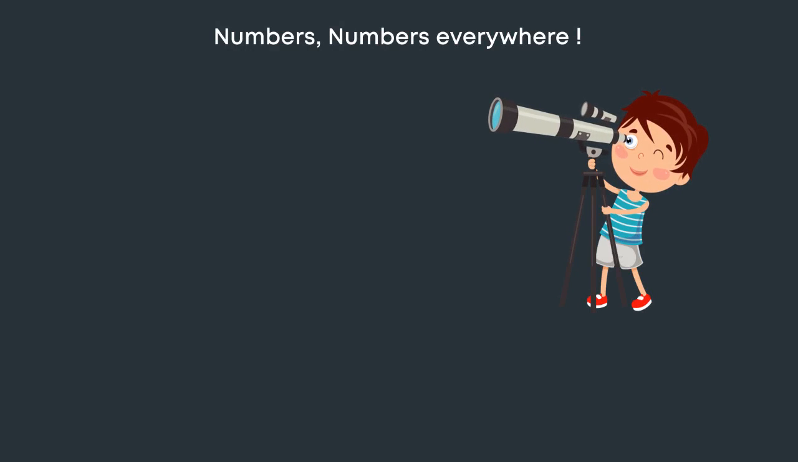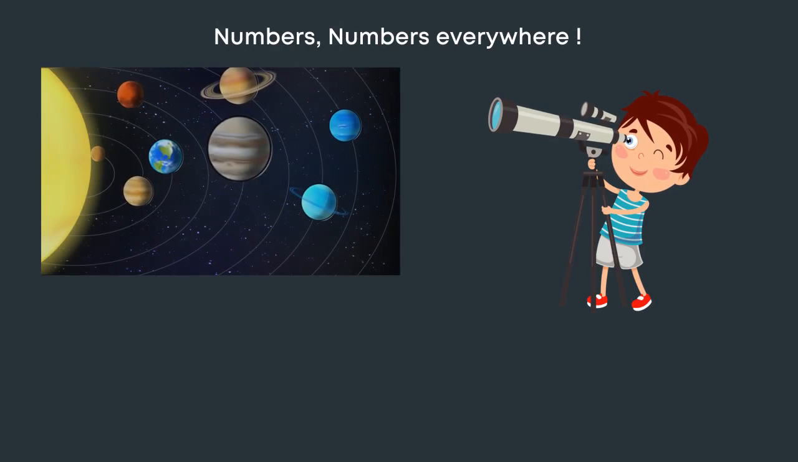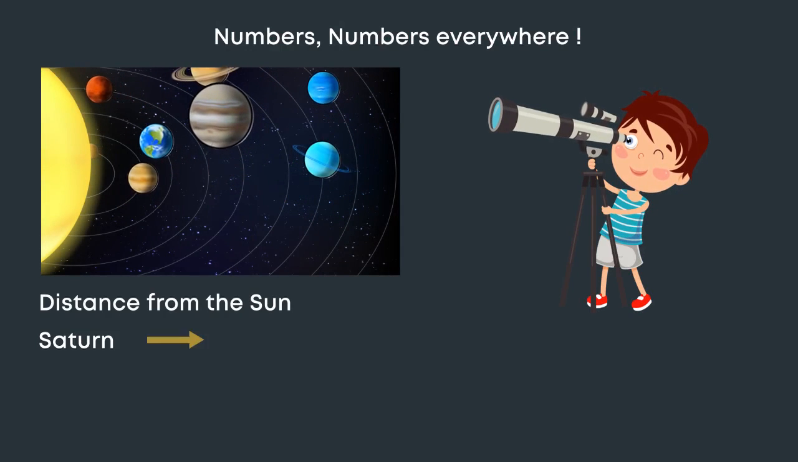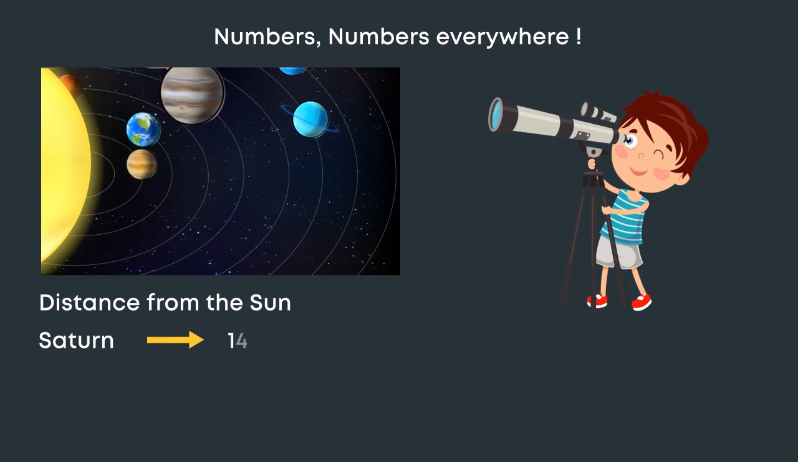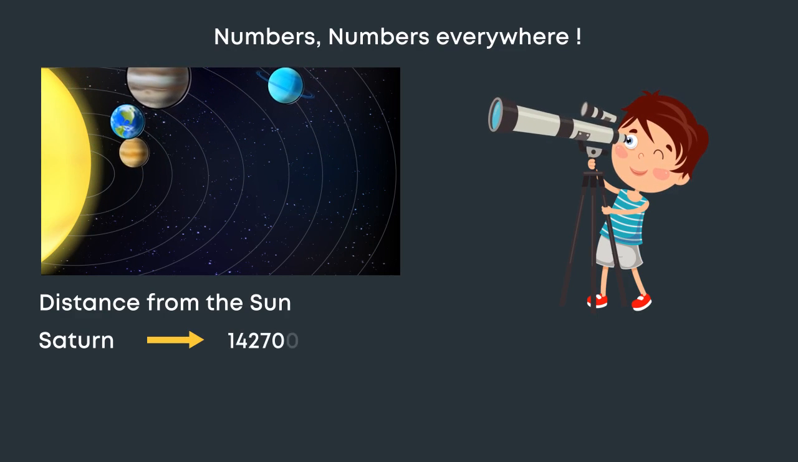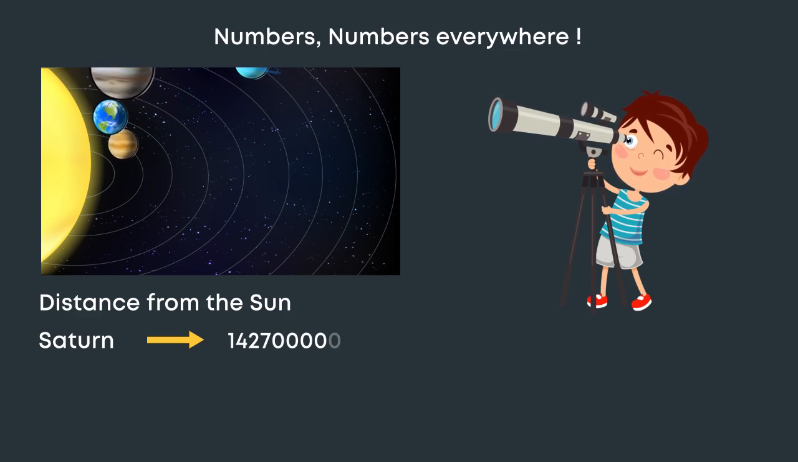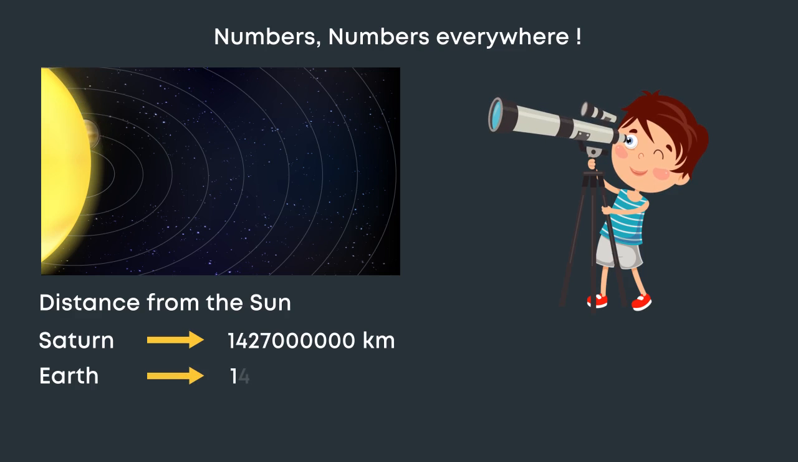I am Pranav. I like reading and exploring about the outer space. Saturn is at a distance 142700000 kilometers from the Sun, and Earth is at a distance 149600000 kilometers from the Sun. Which planet is closer to the Sun?